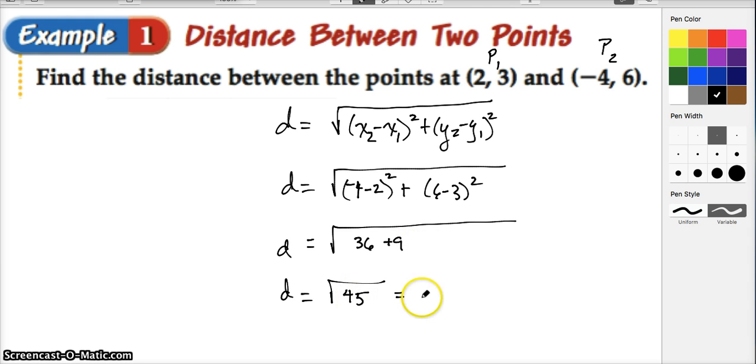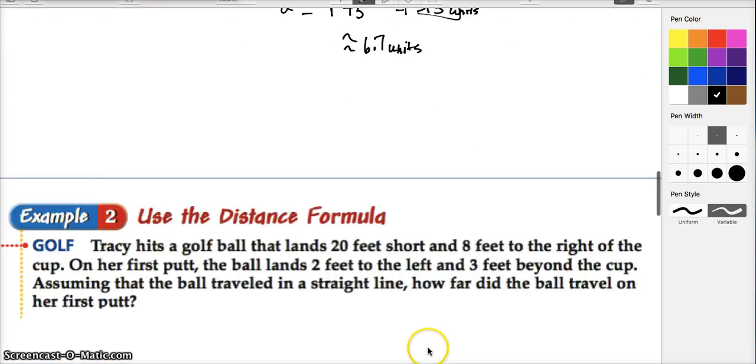And I can write that down by taking the square root of 9, looking at this as the square root of 9 times the square root of 5, and I end up with 3 root 5. So the distance between these points is 3 root 5 units. And of course, I can calculate that using a calculator to get an approximate value, which is 6.7 units. All right, that's our approximate value.